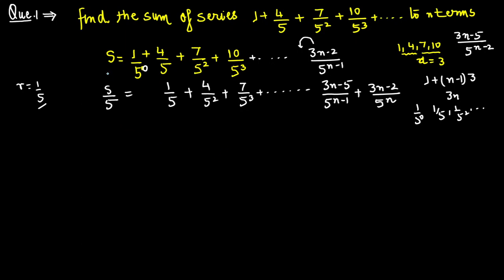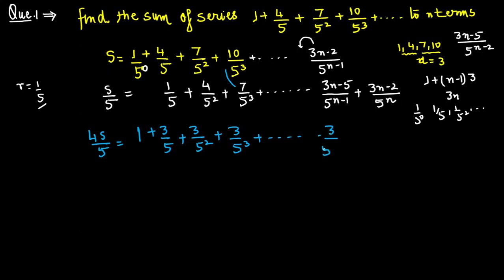Now I subtract these two terms. What does it become? 4S by 5. See here, this is 1, this is 3 by 5, 3 by 5 square, 3 by 5 cube. Subtraction I'm doing: 10 minus 7, that is 3, divided by 5 to the power 3. And this one becomes 3 upon 5 to the power n minus 1. And this becomes minus 3n minus 2 divided by 5 to the power n.